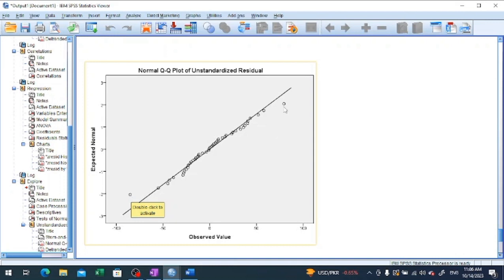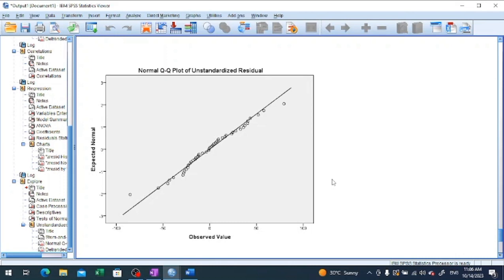We can see these are the observed values and these are the expected normal scores. Expected normal scores, ideal normal scores, are along this line, and you can see the majority of dots are moving very close to the line.